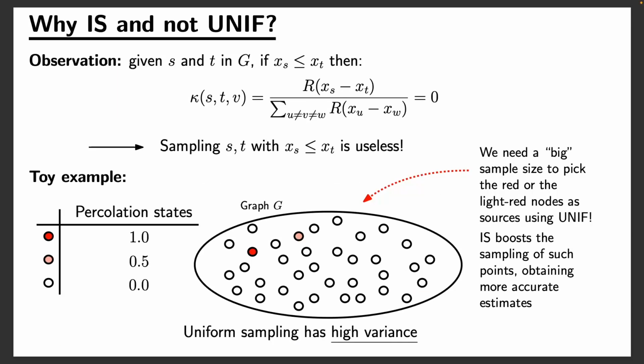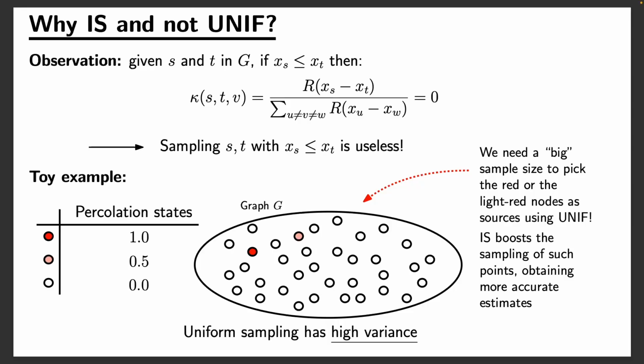But why do we use importance sampling instead of uniform sampling? A key observation when computing the percolation centrality is as follows. Given a source node s and a target node t, such that the percolation state of s is at most the percolation state of t, you will have that the function kappa of s, t, v is going to be always equal to 0 for each node v in the network.